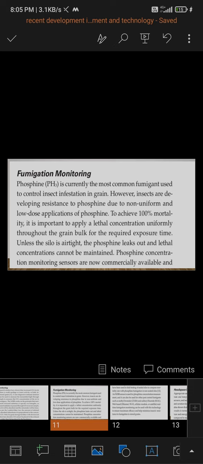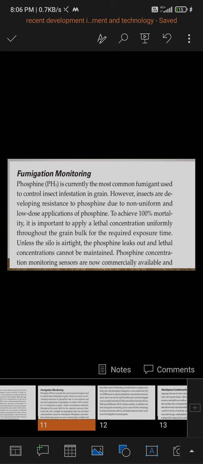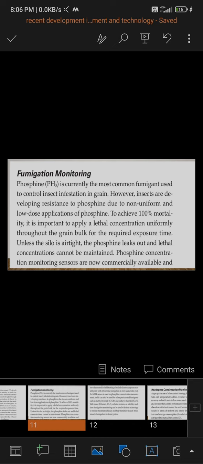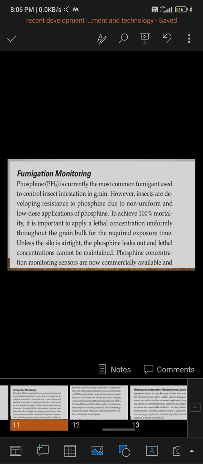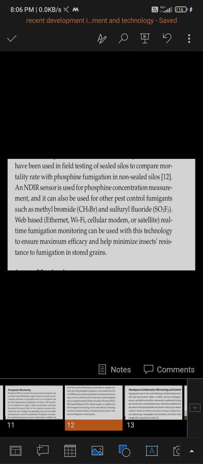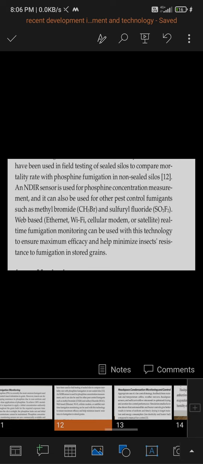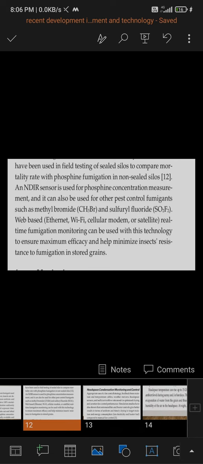Fumigation monitoring. Phosphine is currently the most common fumigant used to control insect infestation in grain. However, insects are developing resistance to phosphine due to non-uniform and low dose application of phosphine. To achieve 100% mortality, it is important to apply a lethal concentration uniformly throughout the grain bulk for the required exposure time. Unless the silo is airtight, the phosphine leaks out and lethal concentration cannot be maintained. Phosphine concentration monitoring sensors are now commercially available and have been used in field testing of sealed silos to compare mortality rate with phosphine fumigation in non-sealed silos.